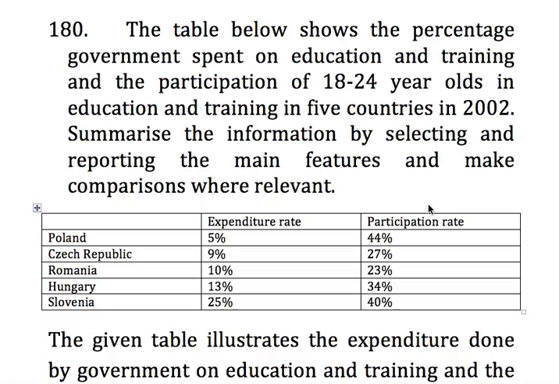The table below shows the percentage government spent on education and training and the participation of 18 to 24-year-olds in education and training in 5 countries in 2002. Summarize the information by selecting and reporting the main features and make comparisons where relevant.